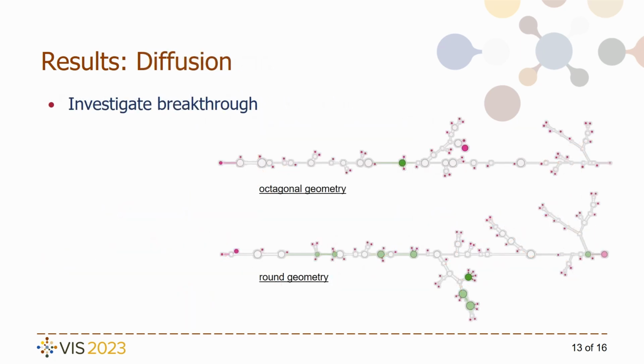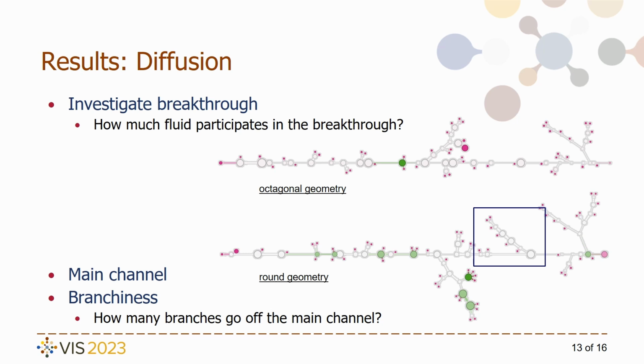To investigate the breakthrough, we again use the alternative layout for our breakthrough graph. Of general interest is the amount of fluid that participates in the breakthrough. This can be partially answered by looking at the main channel and how much branching it exhibits. In this case, the round geometry has more branches, which indicates that more surfactants within the fluid would remain in the porous medium, making it a potentially better filter.